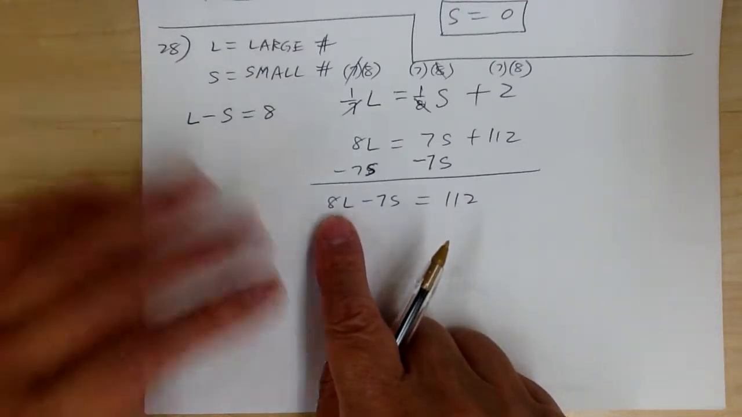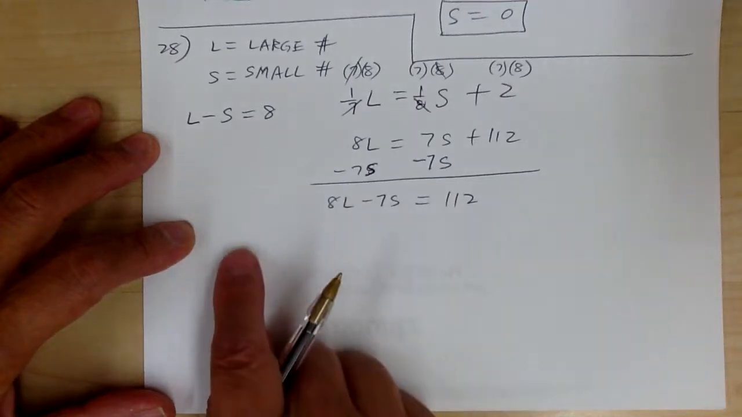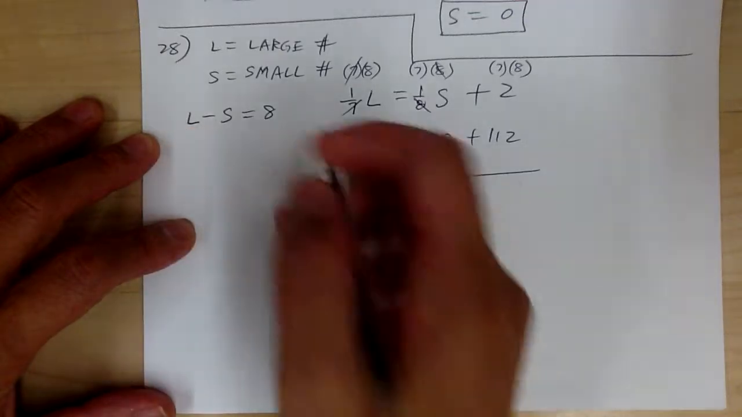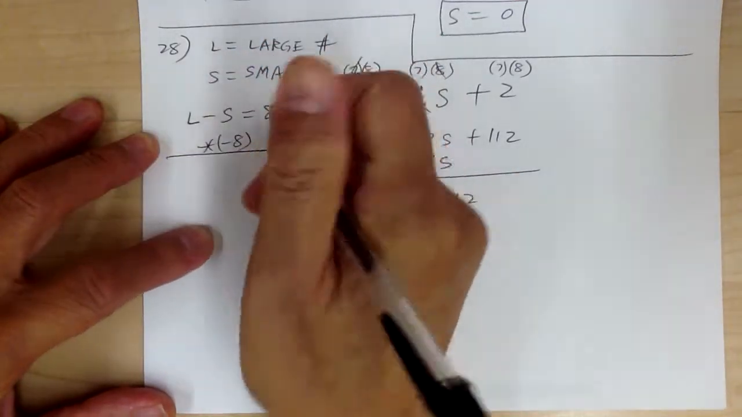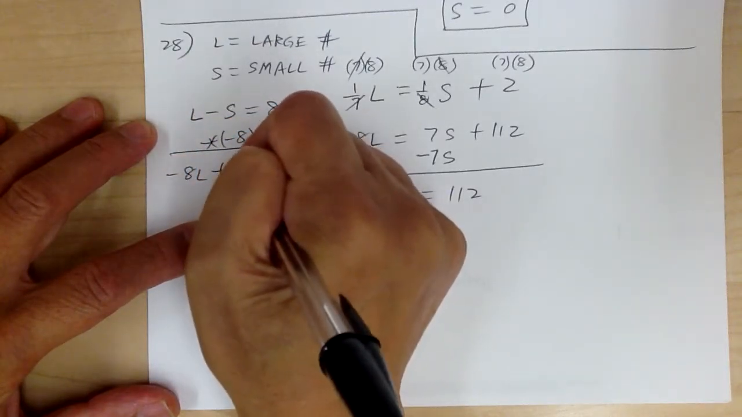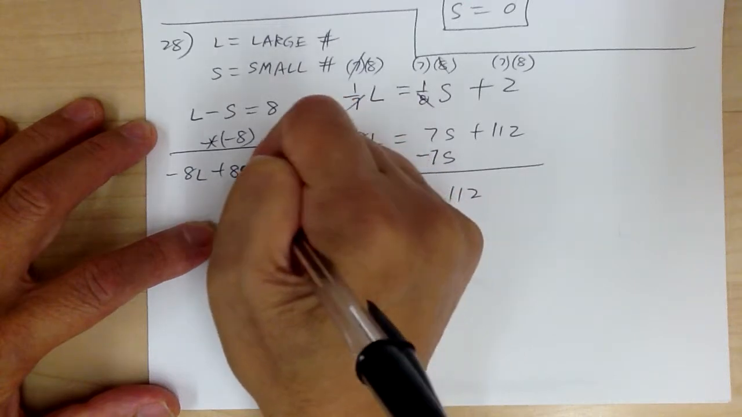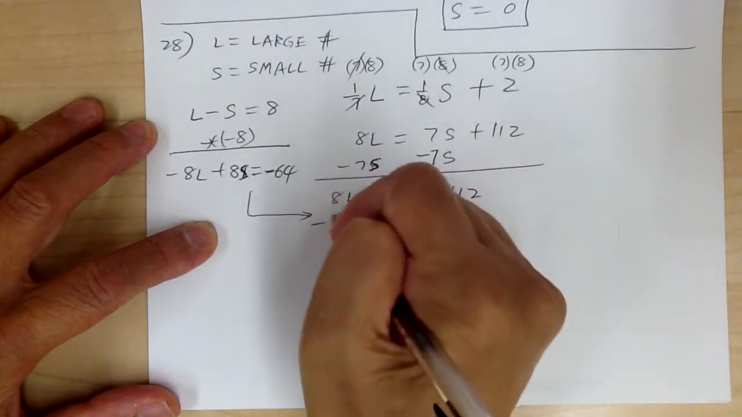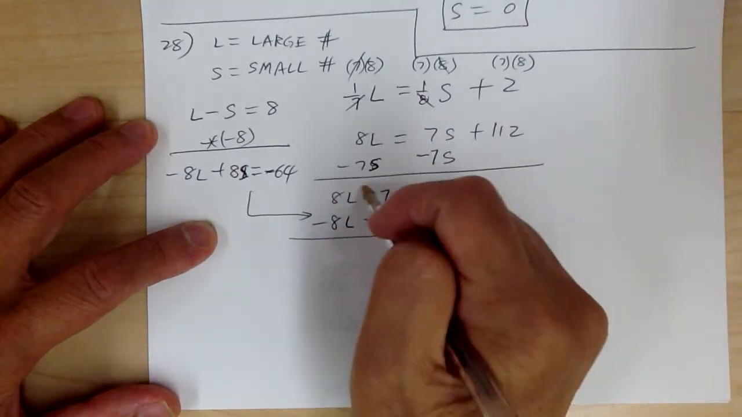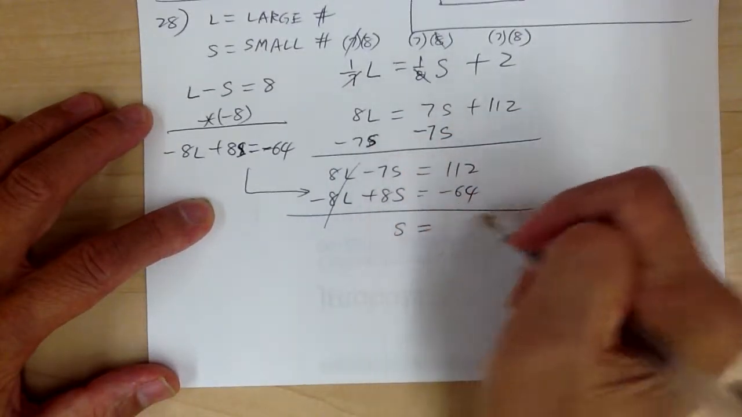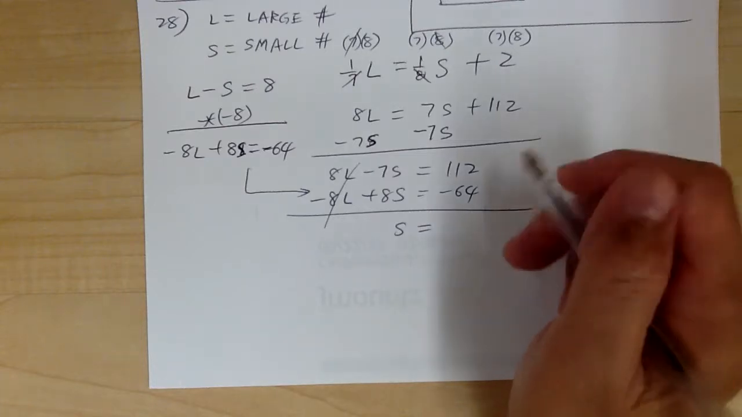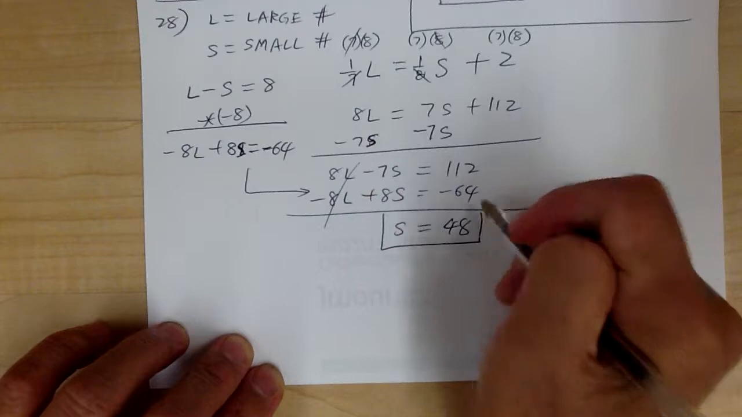From here I'm going to make the L opposite. It doesn't matter, either one. Yeah, let's make the L opposite. So times it by negative 8. So I get negative 8L plus 8S equal to negative 64. And I'm going to put this over here. So this will cancel out, and I get 1S equal to 112 minus 64 equal to 48. So the small number is 48.